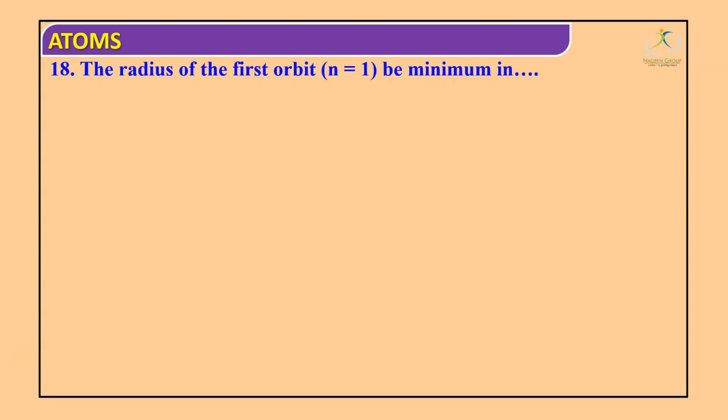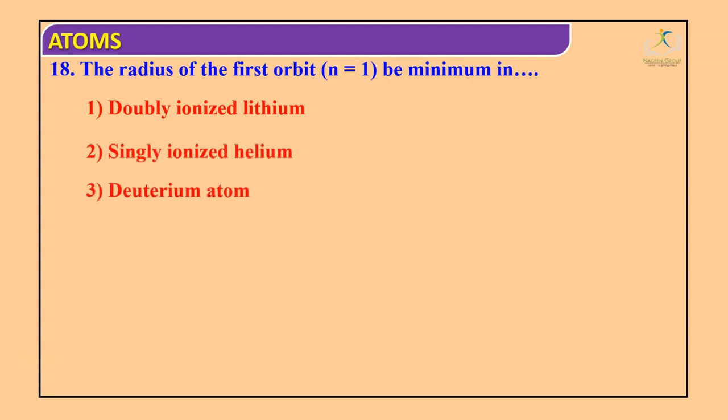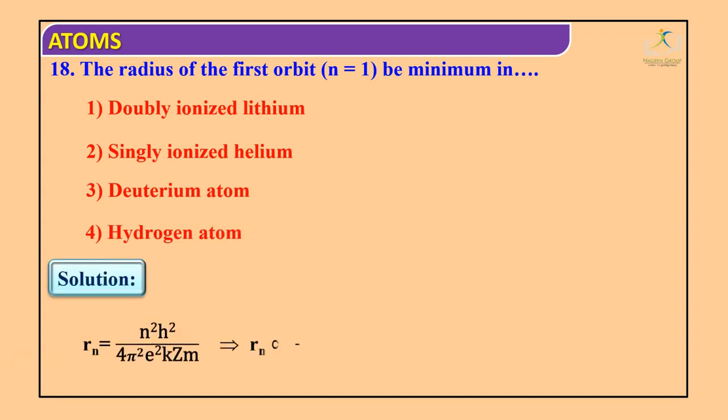The radius of the first orbit, n equals 1, will be minimum in doubly ionized lithium, singly ionized lithium, helium, or deuterium atom, hydrogen atom. Solution: we have Rn is equal to n square h square by 4 pi square e square k z m. From here we can say R is directly proportional to 1 by Z. So the correct answer is doubly ionized lithium.